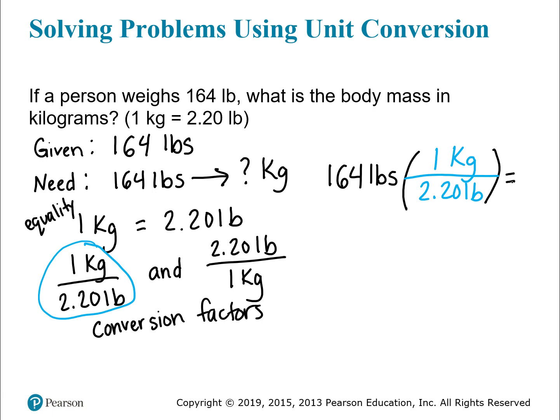Now, before you touch your calculator, make sure that your units cancel to give you the unit that you need at the end. In this case, we're looking for kilograms at the end. We have pounds at the top and pounds on the bottom. Those cancel, and we're left with kilograms. You go back to your little plan over here to say, okay, am I looking for kilograms? Yes. Now you can proceed to touching your calculator.